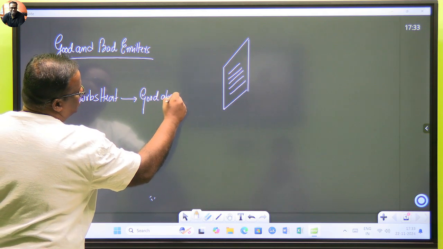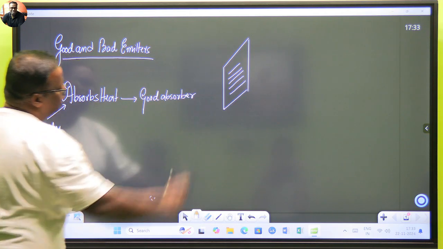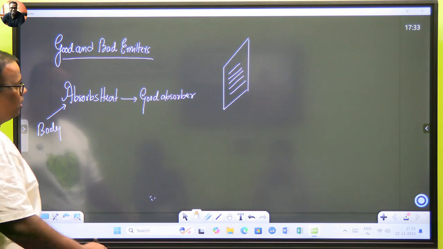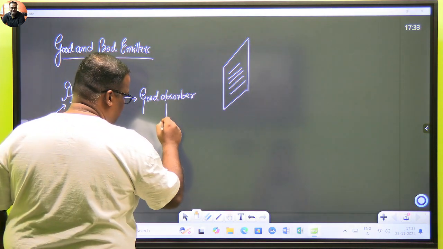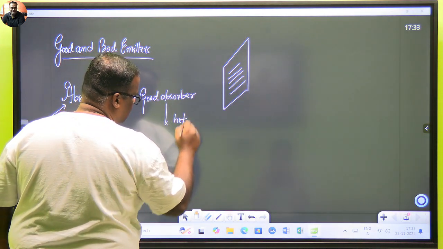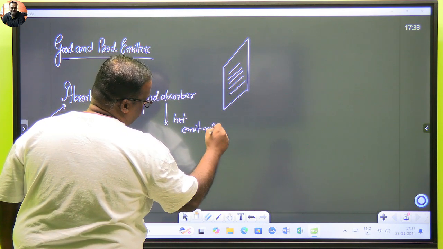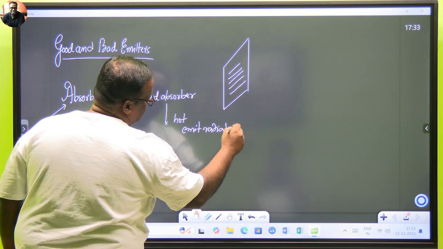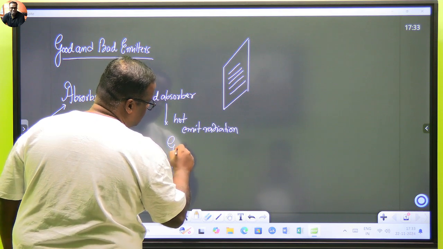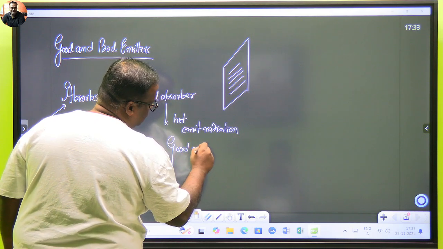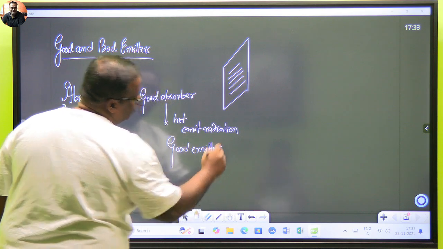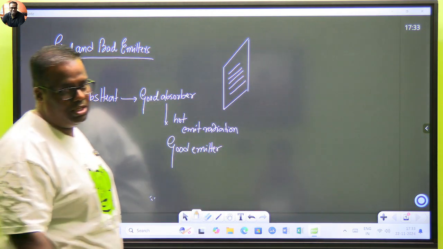This was what we studied in last class. A body which absorbs heat is called a good absorber. If this good absorber itself is also hot, it will also emit radiation. Do you get it? And it becomes a good emitter. This is where you study black body radiation, which you understand, this is radiation.